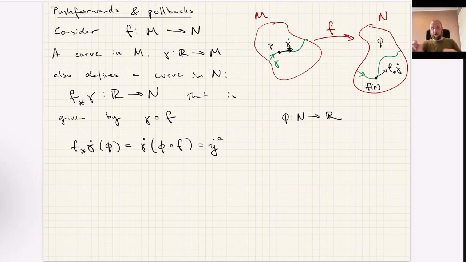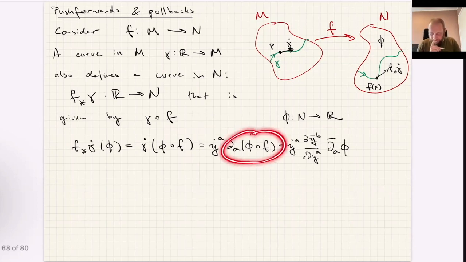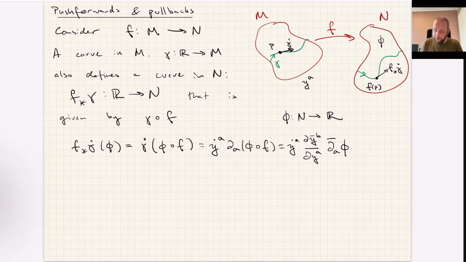if we use coordinates y^a on M, this is y dot^a ∂_a acting on this composed function. But by the chain rule of derivatives, this is y dot^a ∂y bar^b/∂y^a, and let me now use barred coordinates for N, and then ∂ bar_b acting on phi. So this is just again the chain rule of derivatives, because we have a composed function here. And just to make that clear, I am using coordinates y^a on M, and barred coordinates to refer to coordinates on N. And also, of course, the barred derivative here is a partial derivative with respect to the barred coordinates.